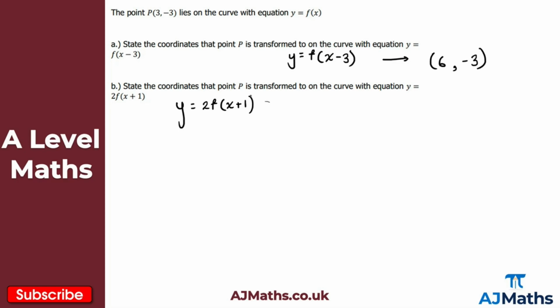So if we start with the inside of the bracket here, just like we did for part A, and then remember we do the opposite. So we don't add 1 to the x coordinate, we actually subtract 1 here. So my x coordinate, it's 3 here, we subtract 1, so that would be 2. We get 2 there for the x coordinate. For the y coordinate now, this 2 here, this tells us that we actually multiply the y coordinate by 2. So it's minus 3 times 2, we get minus 6. We get 2, minus 6 for part B. That gives us the solution to that question.